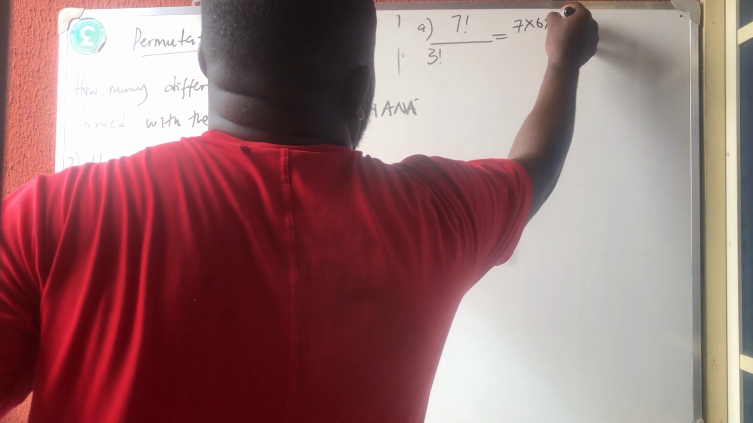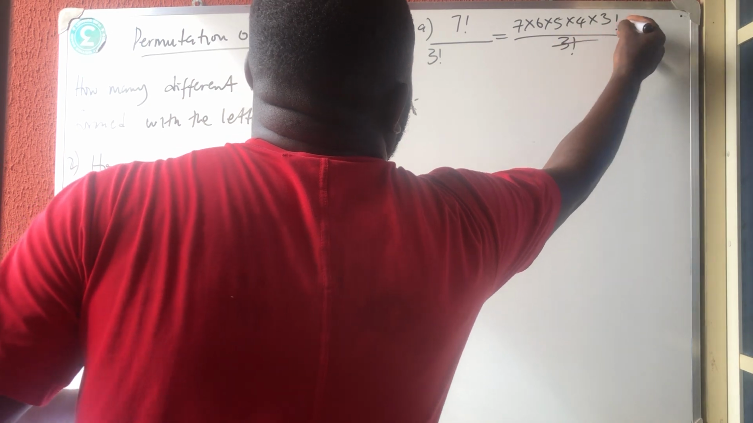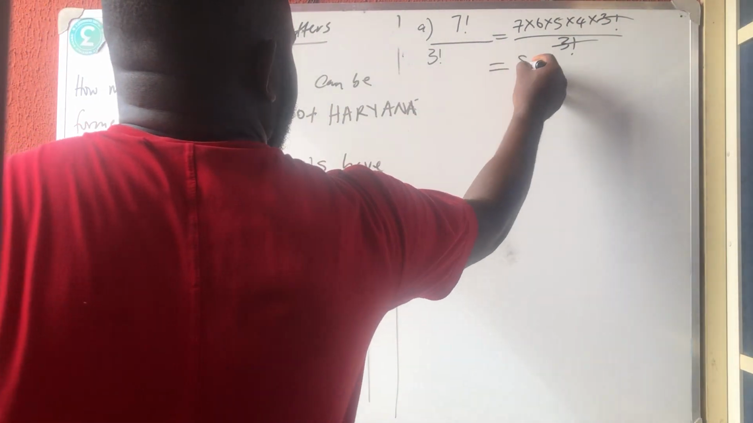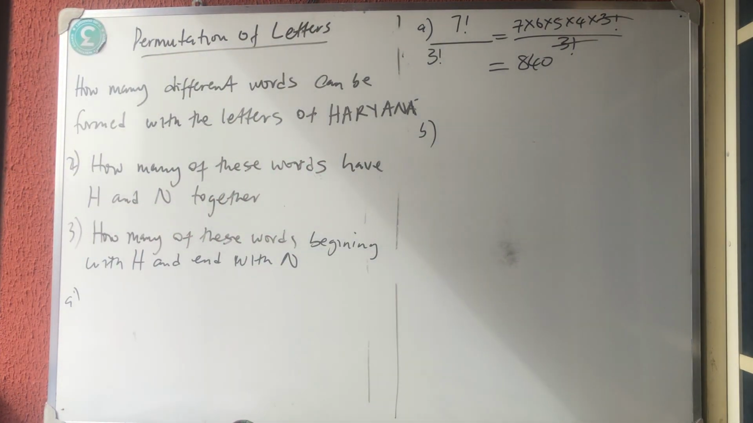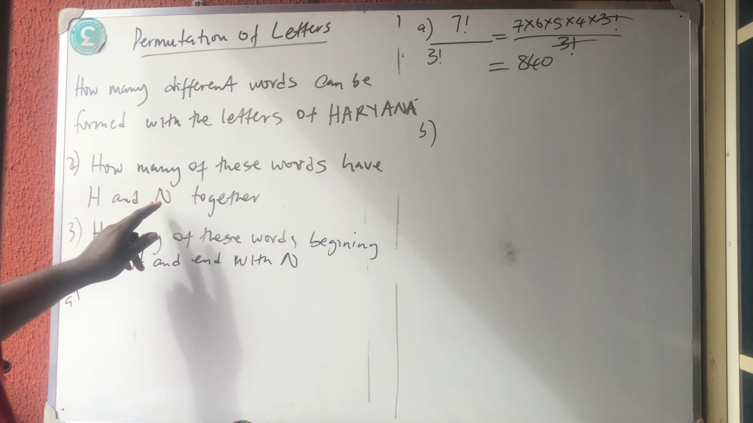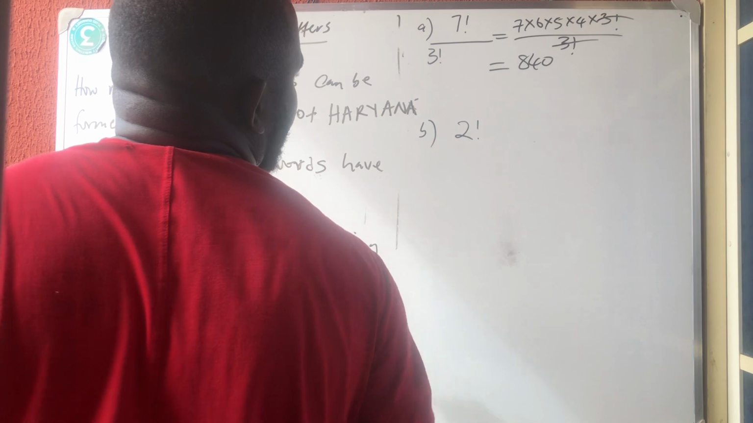And this divided by this is what? 7 times 6 times 5 times 4 times 3 factorial all over 3 factorial. 3 factorial cancel 3 factorial. I'm left with 840. Then B question. Okay. Now counting H and N as 1. Counting H and N as 1. The number of ways of arranging them normally should be what? 2 factorial. Hope you know.